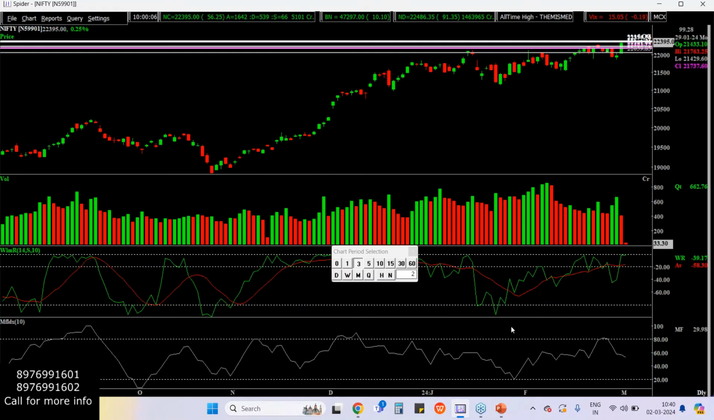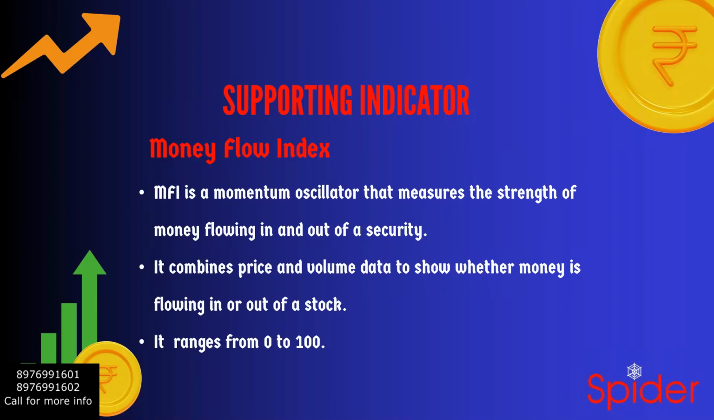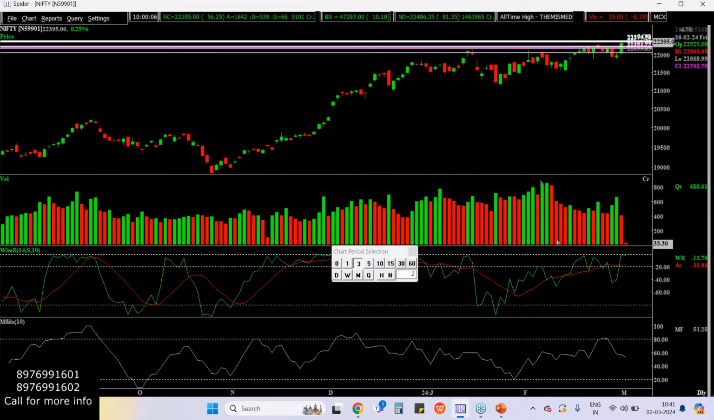So these are the two indicators that we are going to use in this particular strategy: your Williams %R and the Money Flow Index. Okay, so we are done with most of the stuff, that is, our supporting indicators, and I have also covered how you can use Williams %R to identify reversals. So we'll directly move on to the intraday strategy that I was going to cover today.